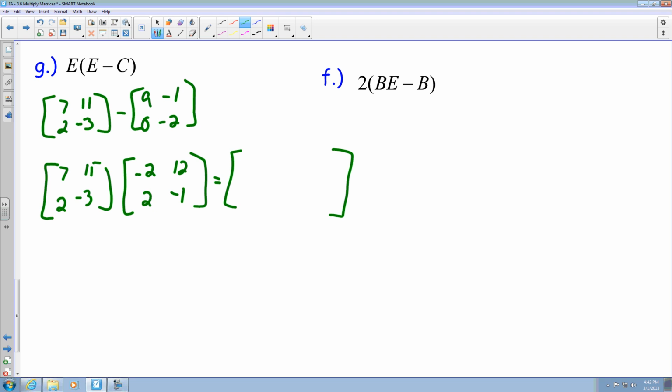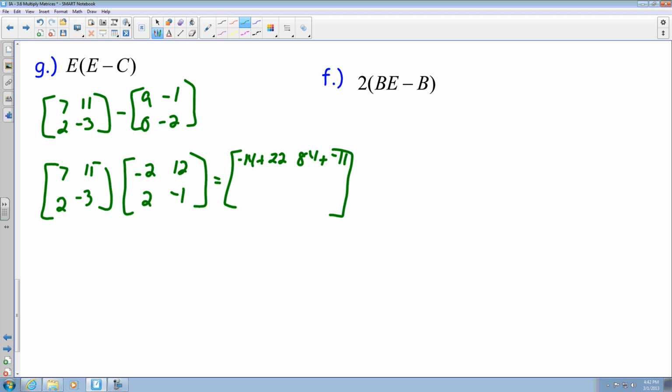So I'm taking row 1 of E, and then column 1 of E minus C, which then gives me negative 14 plus 22. This one is row 1, column 2, so I'm going to use row 1 of E and column 2 of E minus C, and it's going to be 84 plus negative 11.